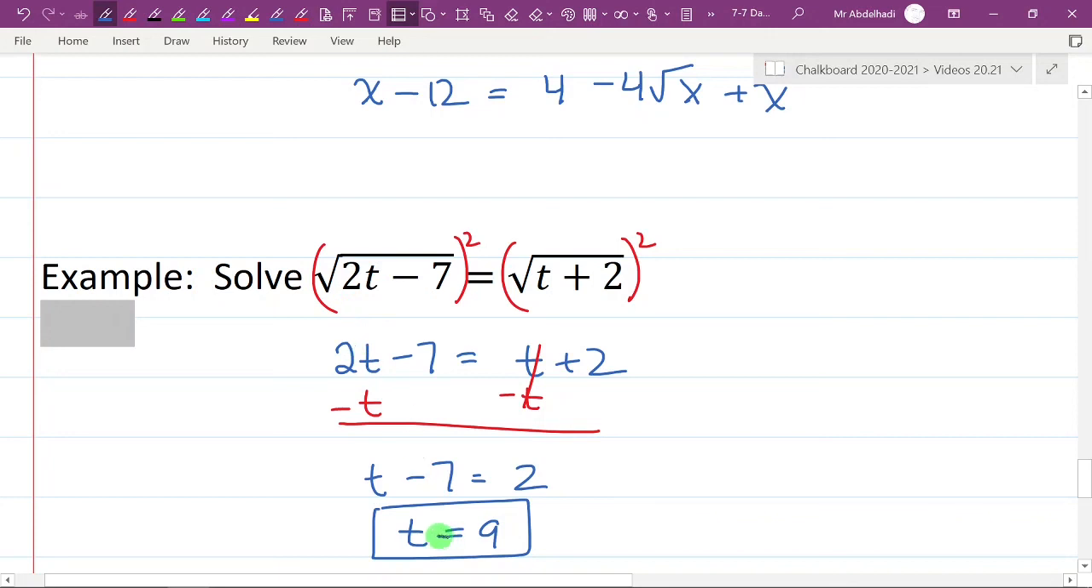So 2 times 9 is 18. 18 minus 7 is 11. So this becomes a square root of 11. I'm using the original problem, just the black stuff, not the red stuff. Equals, plug in a 9 here. 9 plus 2 is 11, so that's also square root of 11. And you see they check out, so this answer is valid.